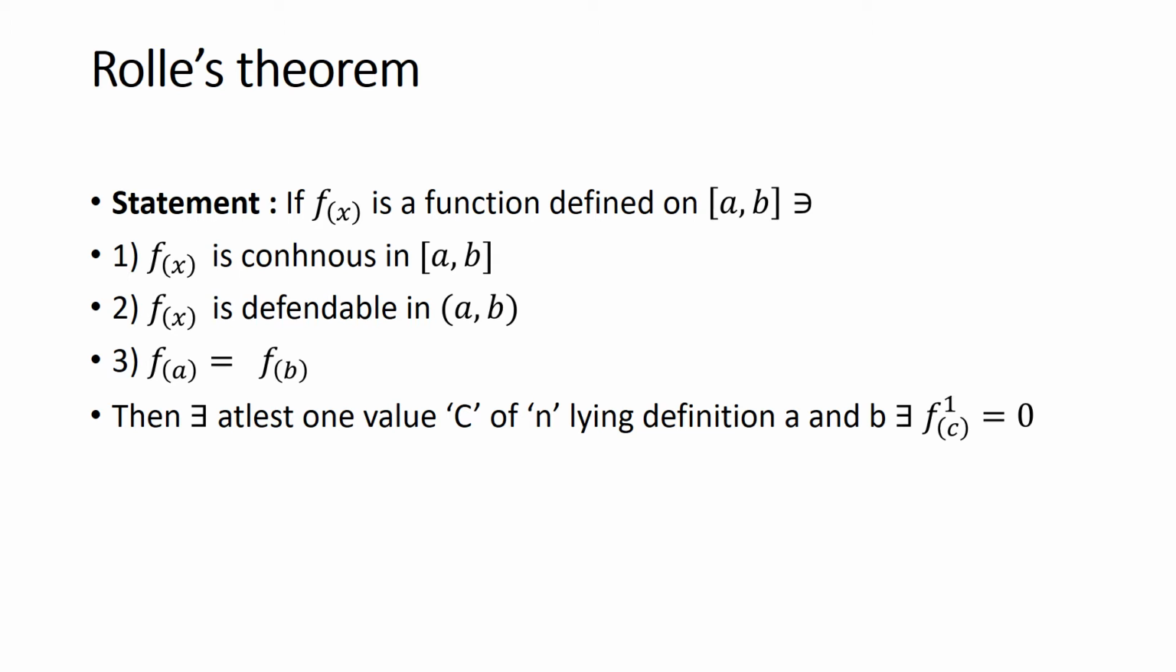c equal to 0. So the statement states that if f of x is a function defined on the closed interval a comma b, then the three conditions are that f of x is continuous in the closed interval a comma b, f of x is differentiable in the open interval a comma b, and the third condition is that f of a is equal to f of b. Then there exists at least one value c lying between a and b such that f dash of c is equal to 0. So this is the statement of Rolle's theorem.